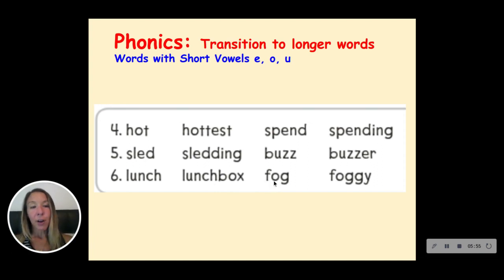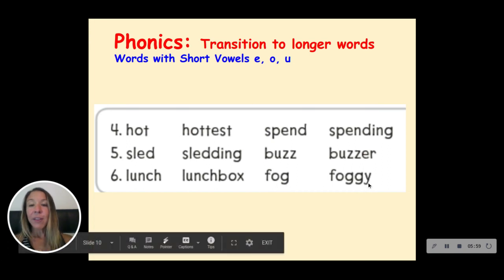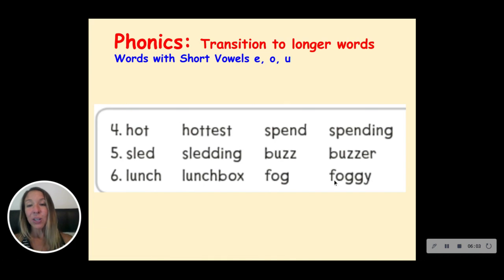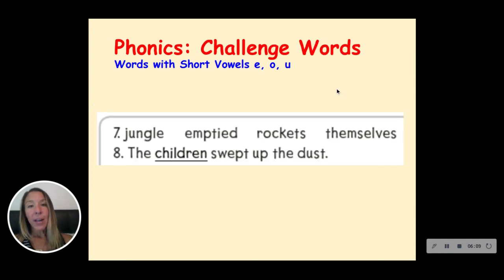Here we have fog. And then over here we have the suffix y, which makes an e sound. So we say fog-y, foggy. Okay, and here's our challenge words. And that means that part of the word we can use our strategy of segmenting and blending.